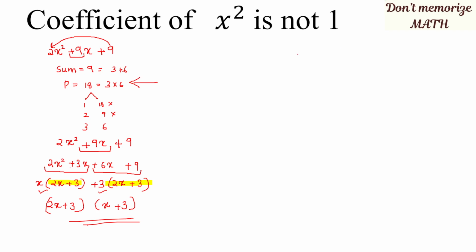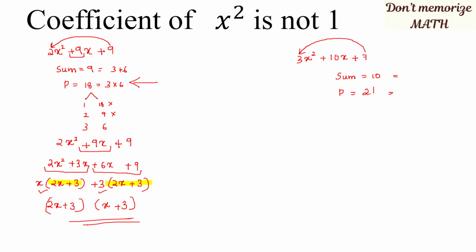Okay, so the next question is 3x square plus 10x plus 7. So the method is called sum and product method. Sum is the number with x, that is 10. Product, we have the constant number times the coefficient of x square. So 7 times 3 is 21.